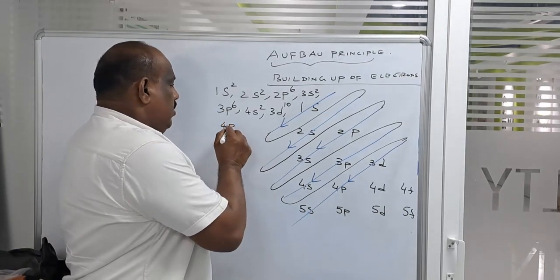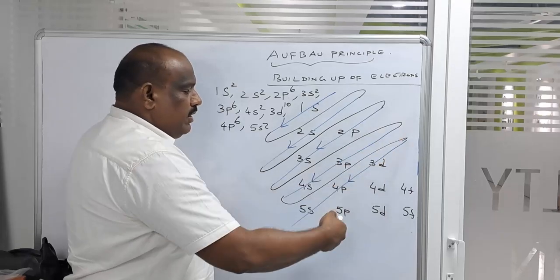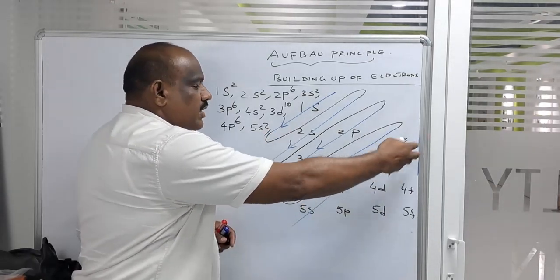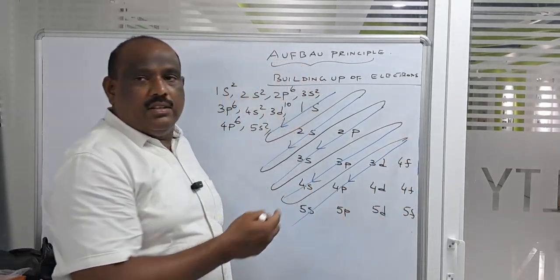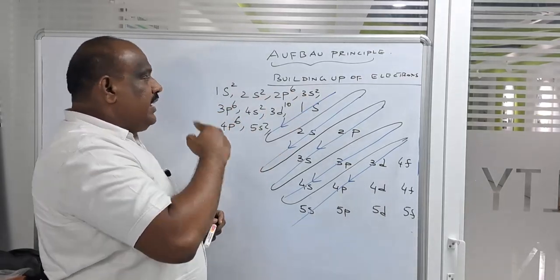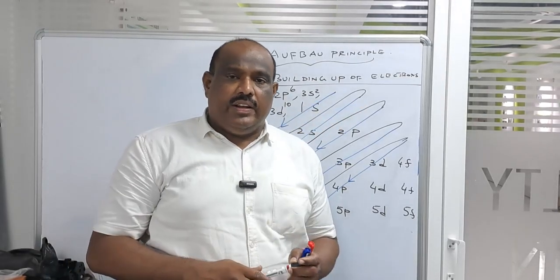After 3d, what is coming now? 4p. 4p6. Then 5s2. So it goes on. It will be coming to 4d. Or if there are some more things, it will come there. If you have 4f, first you will come with the 4f, then like this will come. Now this type of arrangement of electrons in the increasing energy level is called the Aufbau principle, or building up of electrons.